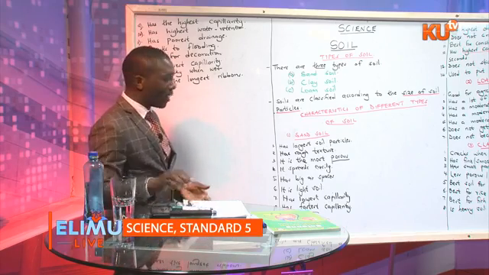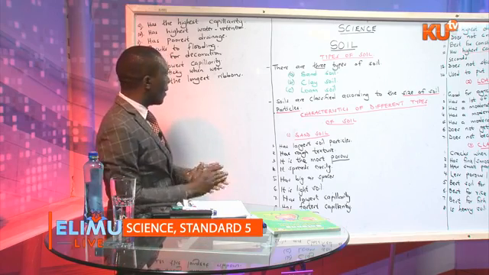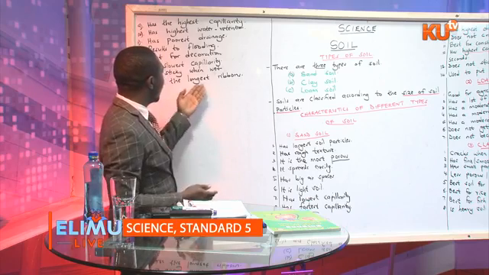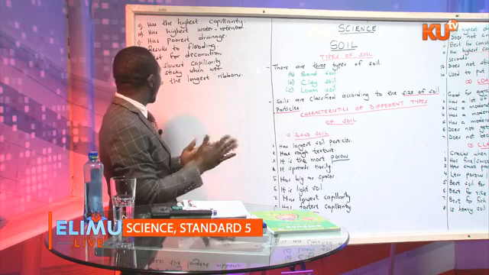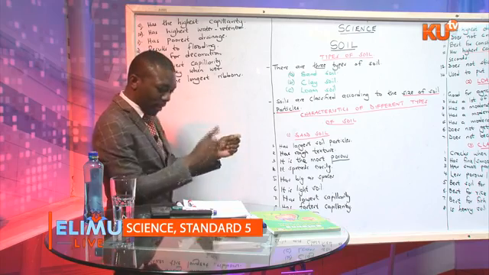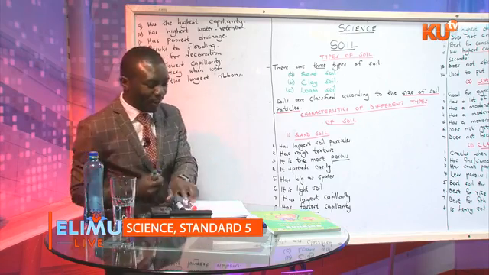So ribbon, we know mostly ladies use it to tie their hair. But in this other topic here in science, ribbon refers to that soil when you roll it to form something that is round and looks like a roller.